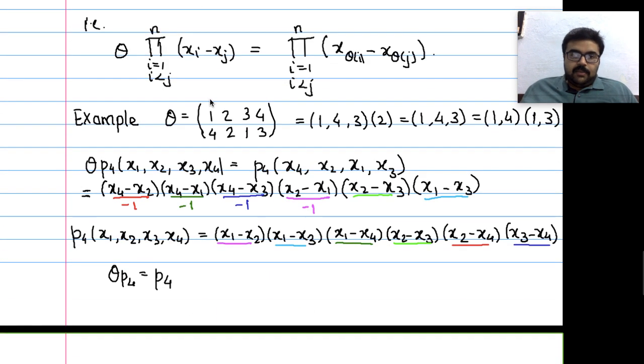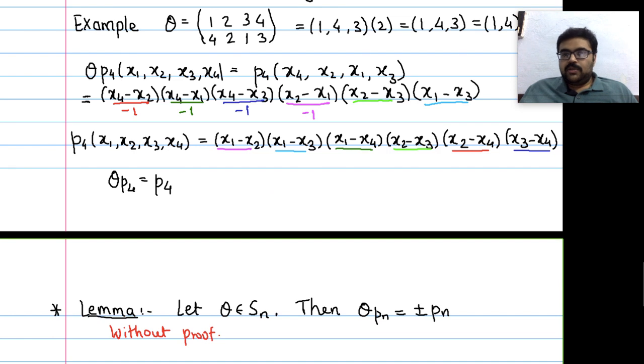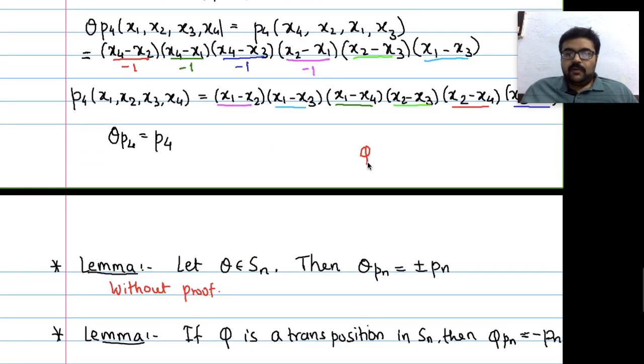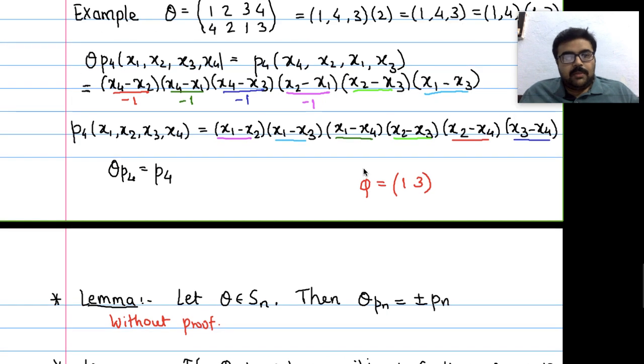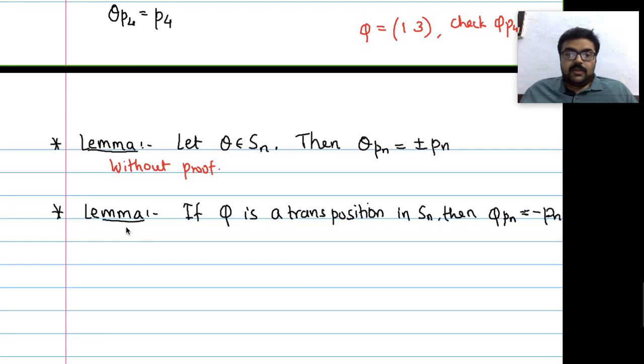So consider this example P4. Take the transposition phi, where 1 goes to 3 and 3 goes to 1, and then apply it to P4. So check what phi of P4 is. Phi of P4 is going to be minus P4. So in general, if phi equals (i j), then phi of Pn is going to be minus Pn.